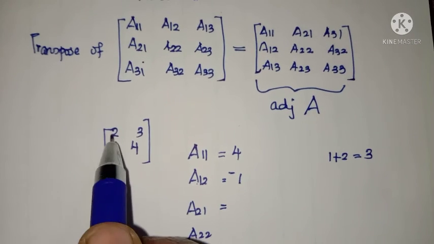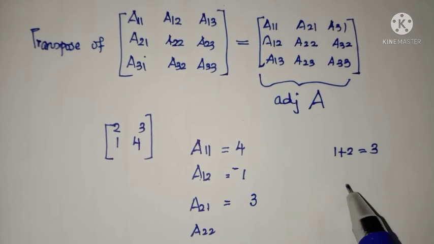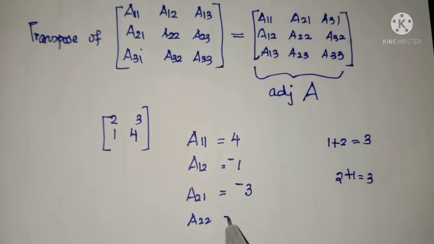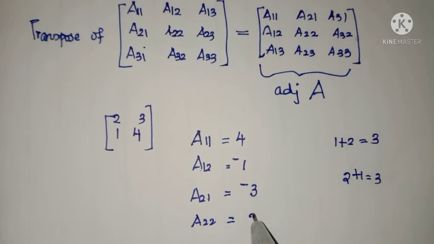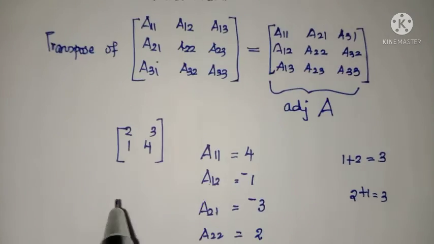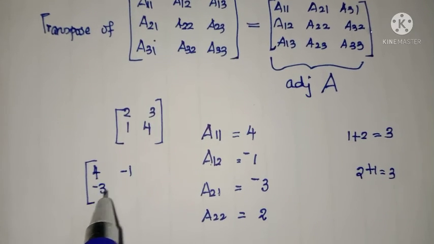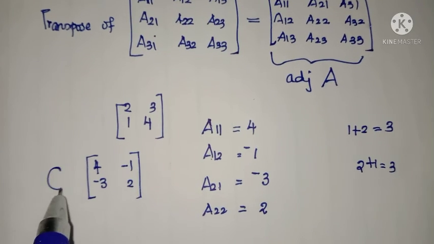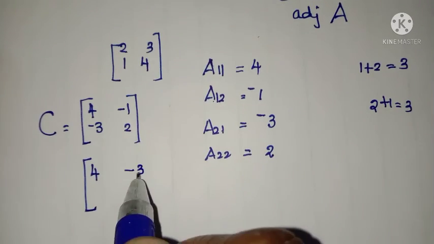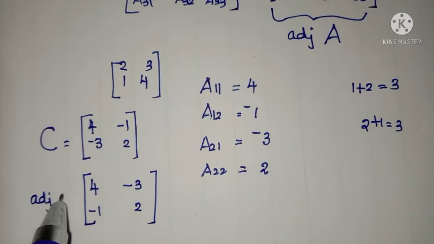A21, second row, first column, that is 3. Now look at the suffix, 2 plus 1, 3. It is an odd number, so give negative sign. A22 is 2. 2 plus 2 is 4, an even number, so give positive. So 4, minus 1, minus 3, 2 is the cofactor matrix, and write its transpose. Transpose is 4, minus 3, minus 1, 2. So this is the adjoint matrix.